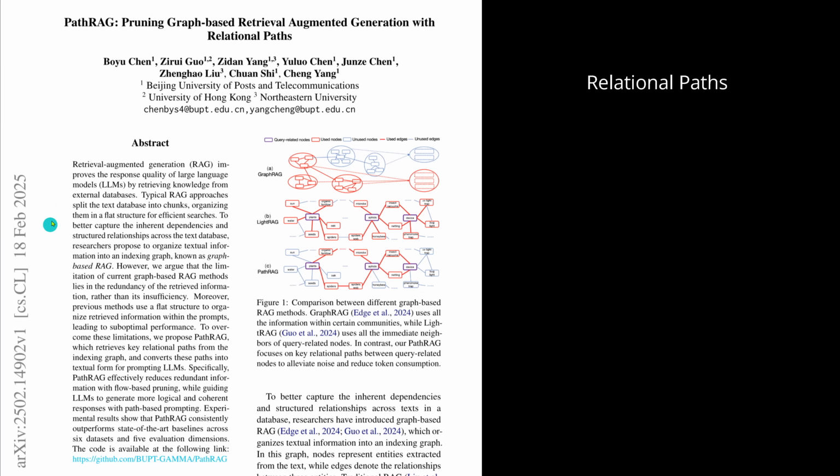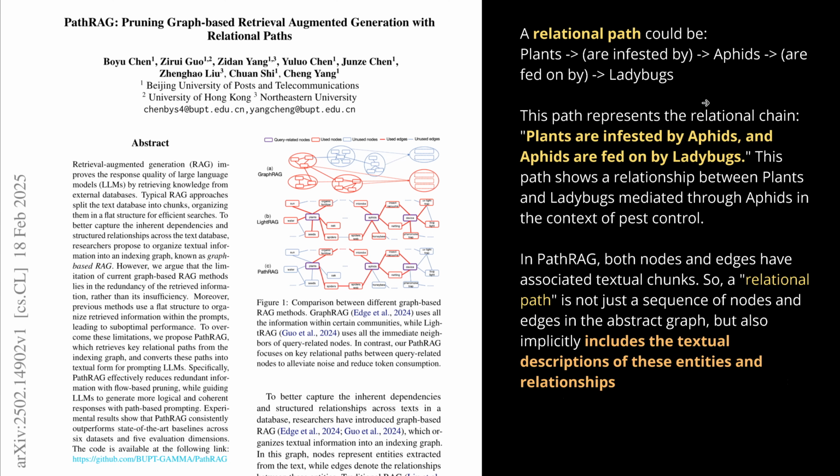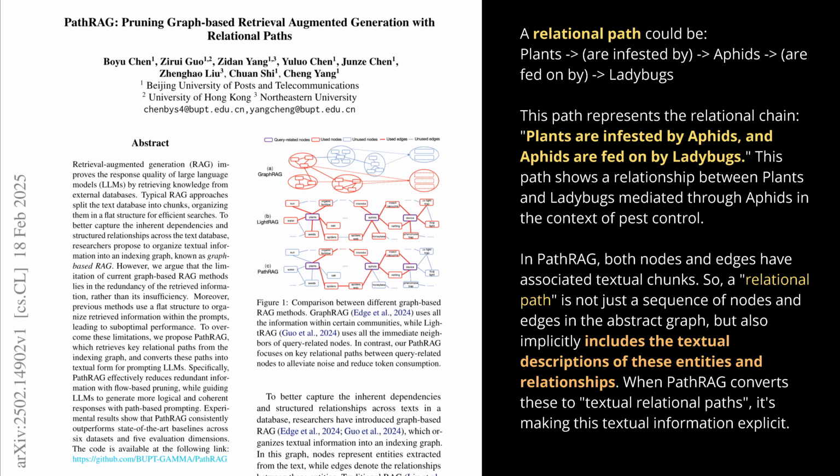We have here February 18, 2025, PathRAG, this RAG generation with relational paths. And the authors are again from Beijing University, University of Hong Kong, and Northeastern University. So remember, those are also the authors of our other GraphRAG systems. So this is the natural evolution. And now these relational pathways are so important. Let's have a look at this in detail.